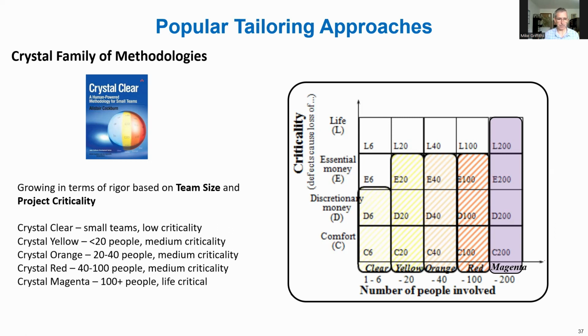So there were 2 elements, you know, that Alistair pulled out for his Crystal family, basically saying, how big's your team? How important is it what you're building? And these are just 2 criteria that fed into the Agile suitability filter that was published in the Agile Practice Guide.